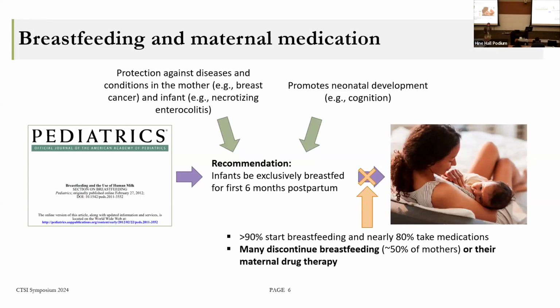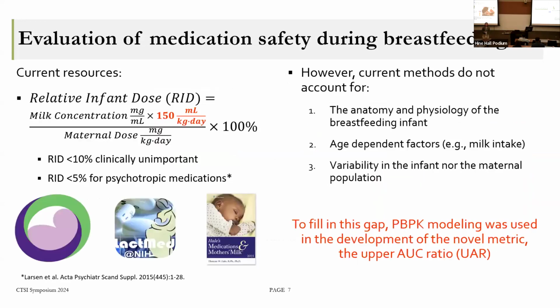Although more than 90% of mothers start breastfeeding, almost 80% are taking medications. And because of this uncertainty of whether there's any risk to the breastfeeding infant, from the lack of information and lack of drug development studies, many mothers tend to either discontinue their medication or discontinue their breastfeeding. So in light of this uncertainty, what kinds of resources do we have?